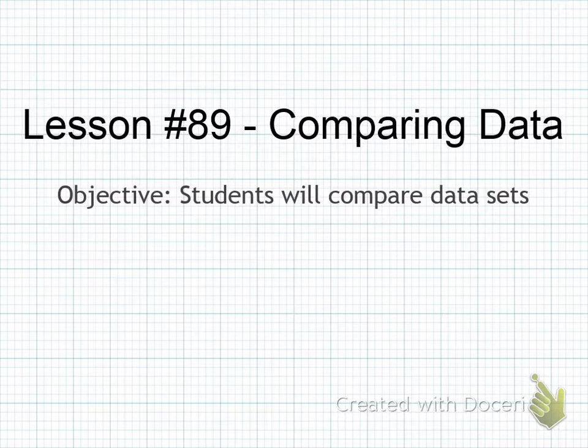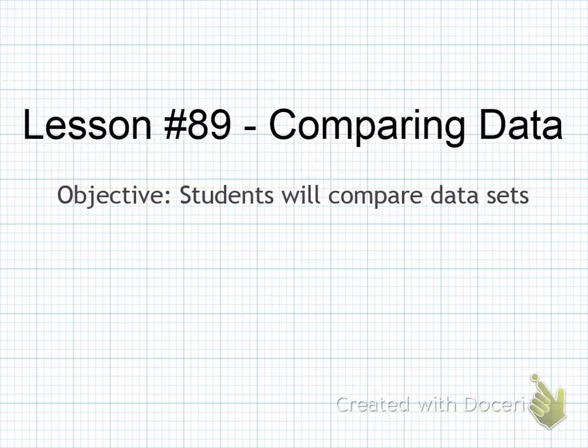Alright, today's lesson for Algebra 1 is lesson number 89. We're going to be talking about comparing data sets. So we've talked about different ways to represent data, right, with histograms and box plots and dot plots. Now we're going to look at maybe two sets of data that kind of relate.